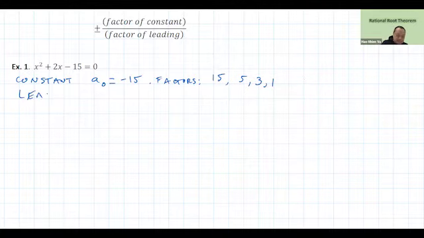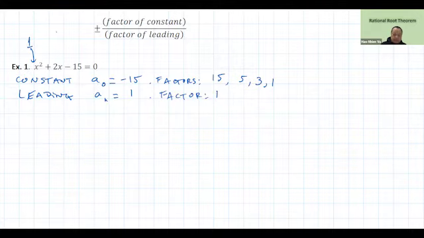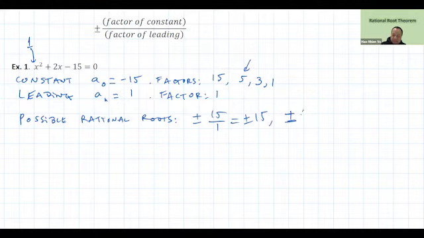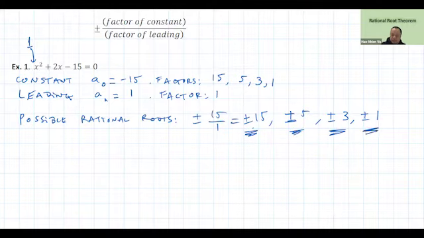The leading term, a sub n, is equal to 1. There's a 1 right here. So there's only one factor, 1. So the possible rational roots are plus or minus 15 over 1, which is plus or minus 15, plus or minus 5 over 1. So that's just plus or minus 5, plus or minus 3, and plus or minus 1. So there are 8 possibilities. 1, 2, 3, 4, 5, 6, 7, 8.